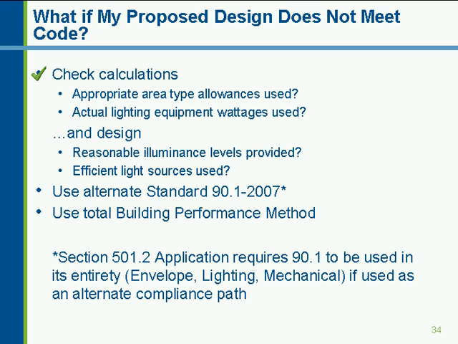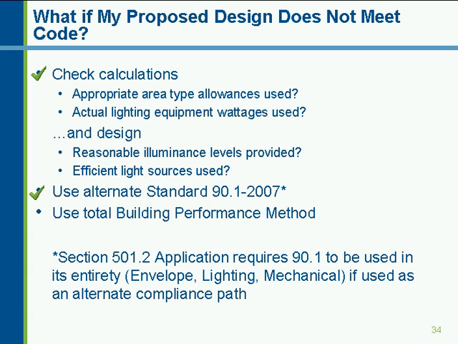Have you used the most efficient light sources? Again, the code is based on the use of generally efficient light sources, and so if you aren't using those, then again, you're going to have trouble complying with the code. If you still are having trouble, you might want to consider using the alternate standard 90.1 2007. It does offer potentially some other flexibility in that it has a space-by-space method that may make it a little easier for you to show compliance. It might be worth trying as well.